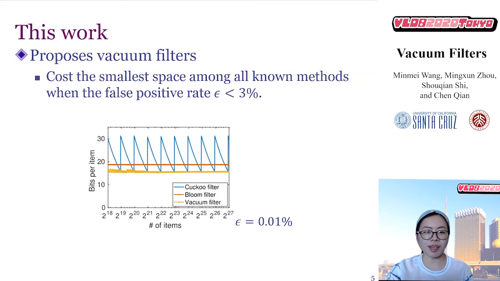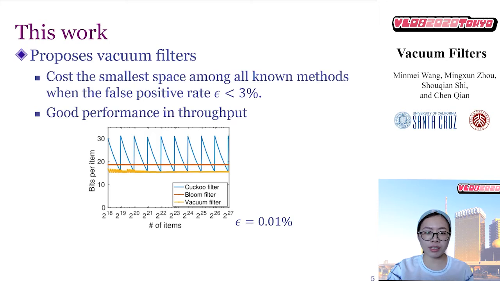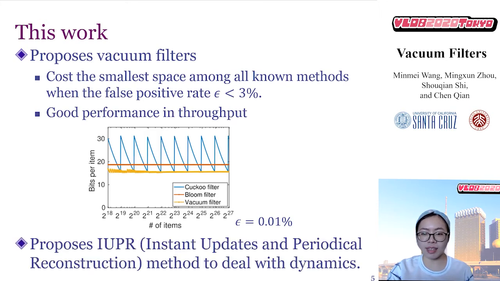To overcome the 2 limitations, in this work, we first propose vacuum filters. It costs the smallest space among all known methods when the false positive rate is smaller than 3%. The figure shows the comparison results of the vacuum filter compared to the Cuckoo filter and the Bloom filter. We can find that the vacuum filter achieves the best performance, and the performance is stable, varying with different numbers of items. Also, the vacuum filter achieves good performance in throughput. We then propose instant updates and a periodical reconstruction method to deal with dynamics.